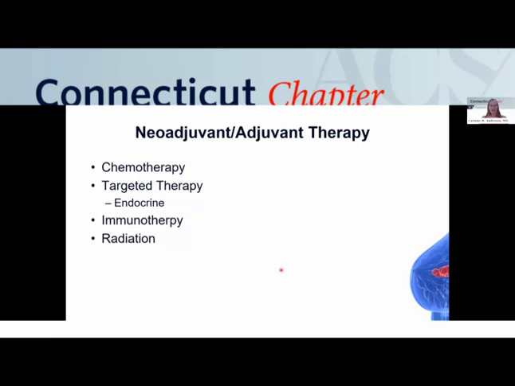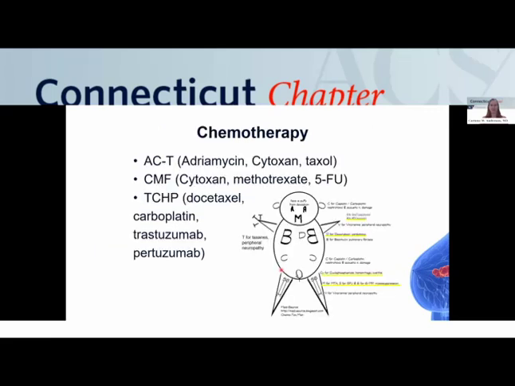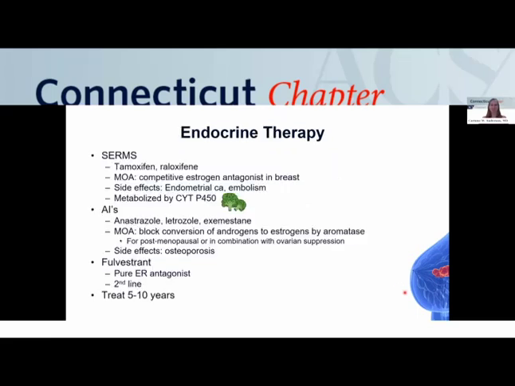neoadjuvant and adjuvant therapy, again, can include chemotherapy, targeted therapy like endocrine therapy or HER2-based therapy, immunotherapy, and then radiation. Chemotherapy occasionally can be asked on the ABSITE in terms of specific chemotherapy agents and their risks. I used to, every year before the ABSITE, draw out and refresh in my mind that chemotox man that a lot of us learned in med school, to remember some of the classic side effects. You should look up and review that.